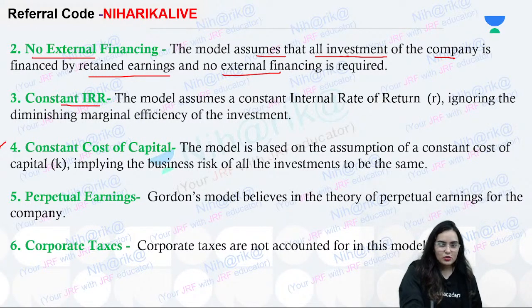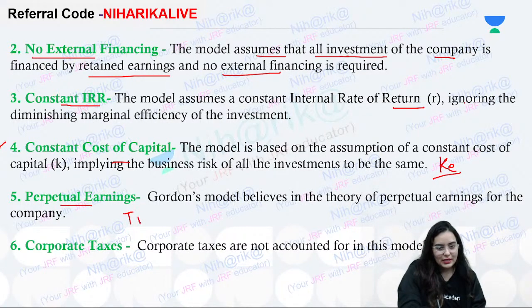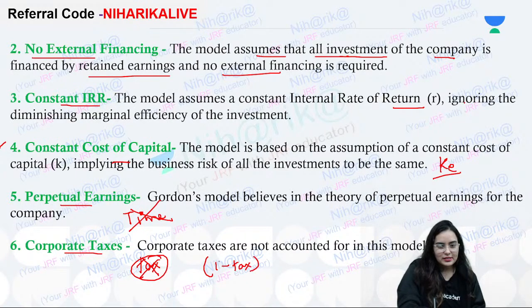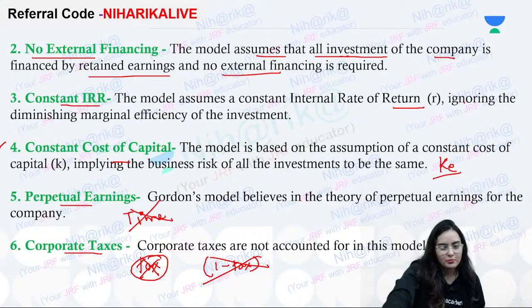Constant IRR, that means constant rate of return, is there, and it will ignore any fluctuations. Constant KE will be there, right? It will ignore any fluctuations. Perpetual earning, because there is no time limit. Can you see any time limit that only till this much time the Gordon method will be applicable? No. Corporate taxes: have you seen any tax, like how we put interest times 1 minus tax in KD? So KD is not present here.